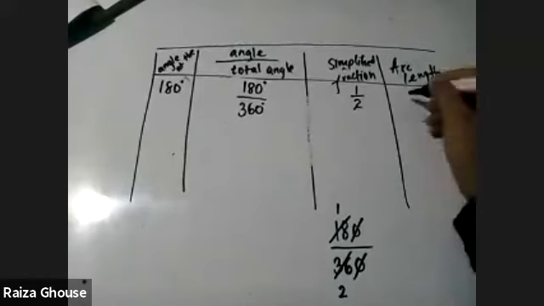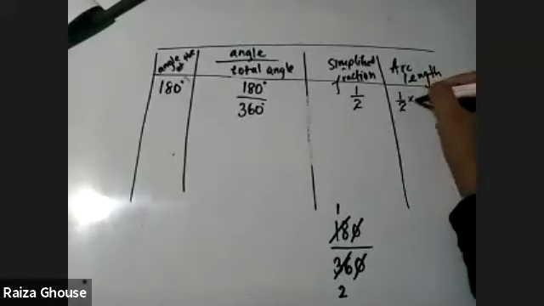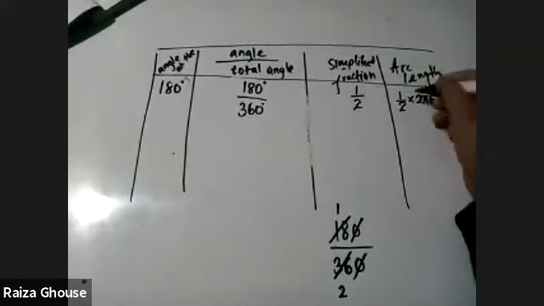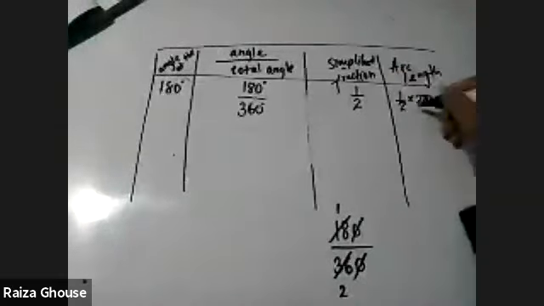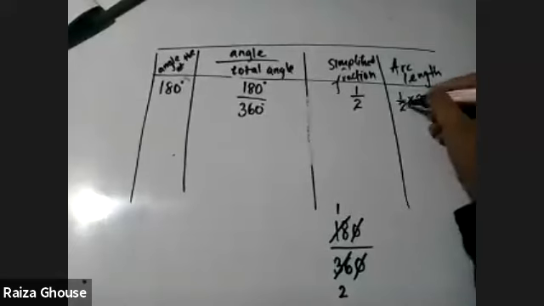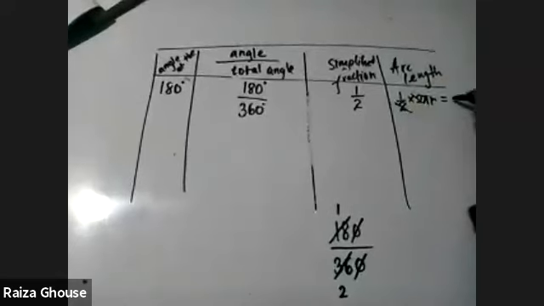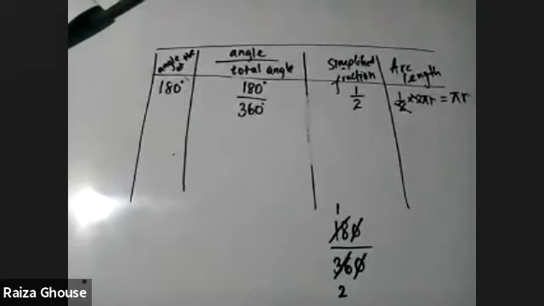Then what is the arc length? Arc length equation, can you remember? Half into 2 pi r. Now you can write half, this is the simplified fraction, into 2 pi r. If you multiply half into 2 pi r, 2 and 2 cancel. What is remaining? Pi r is remaining. Can you understand?